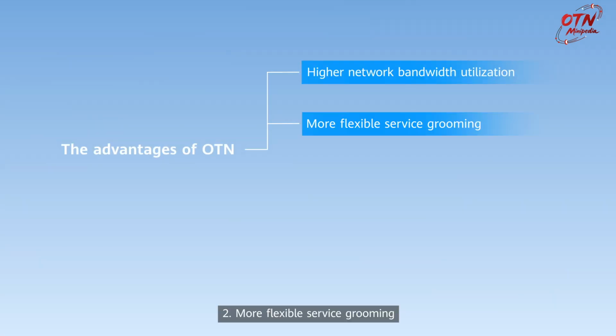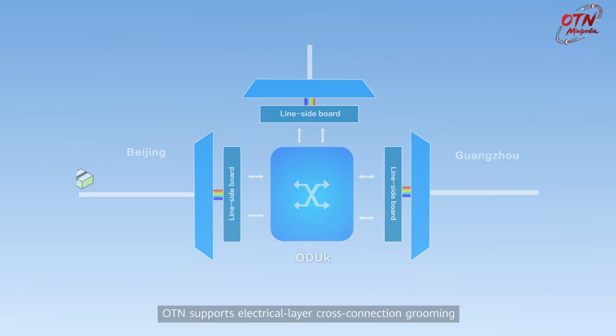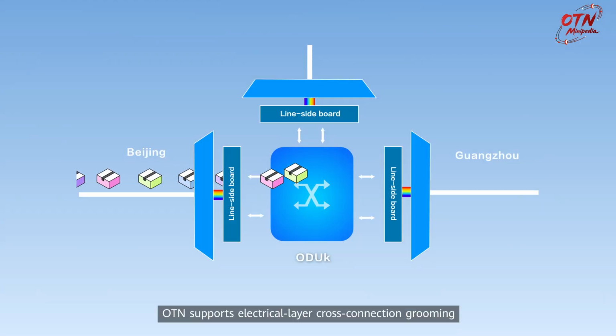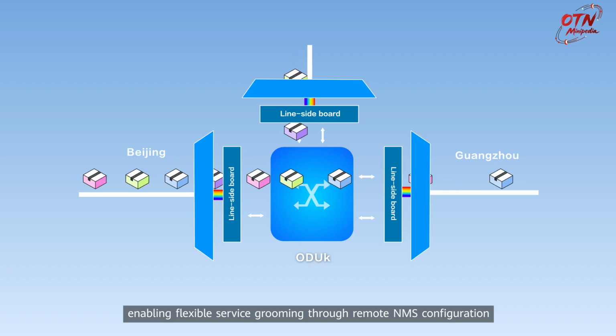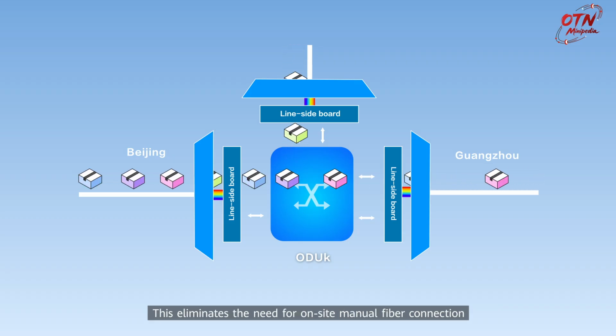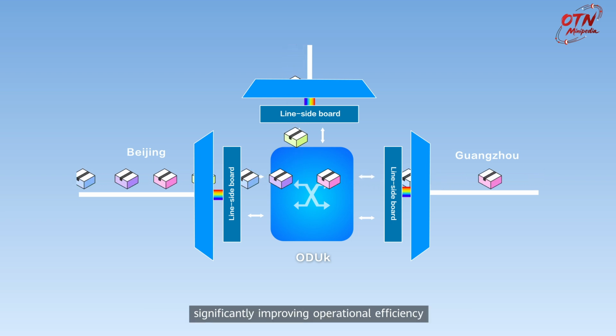2. More flexible service grooming. OTN supports electrical layer cross-connection grooming, enabling flexible service grooming through remote NMS configuration. This eliminates the need for on-site manual fiber connection, significantly improving operational efficiency.